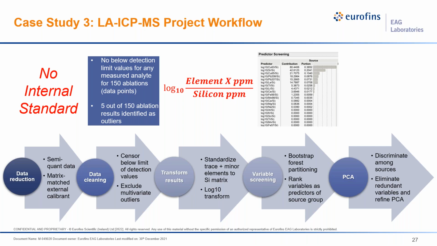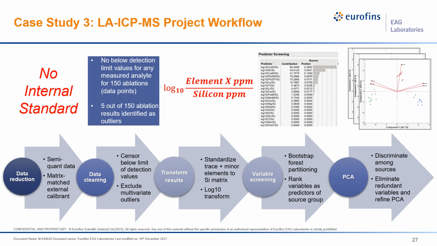Once we narrowed it down to the top 10 or 15 variables, you just build your PCAs in multiple iterations. You try one, you try it again, and you try different combinations of variables until you have the minimum number that you need to successfully tell apart your sources while still accounting for most of the variation in your data set. So in this case, we have our final PCA using 5 elements in that log 10 ratio transformed format.